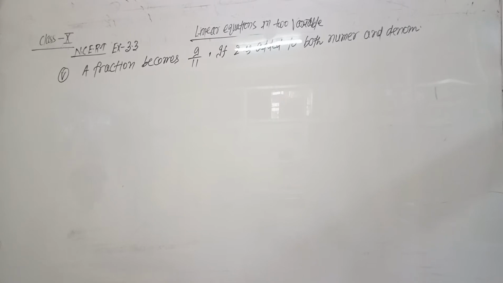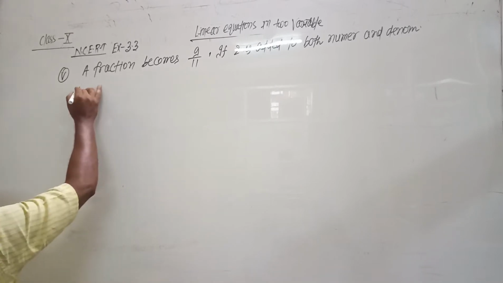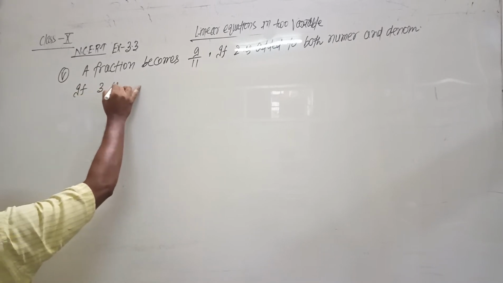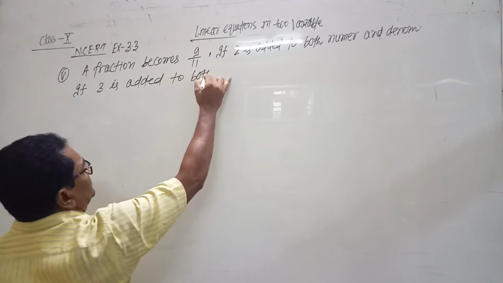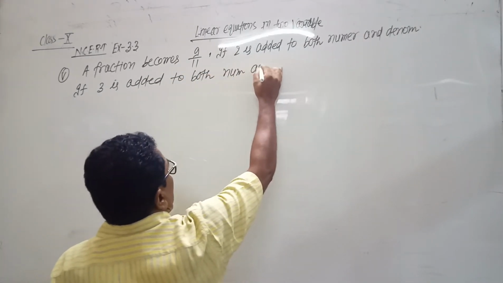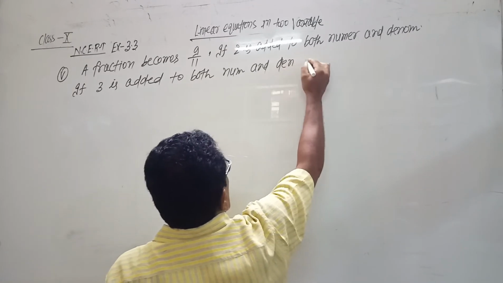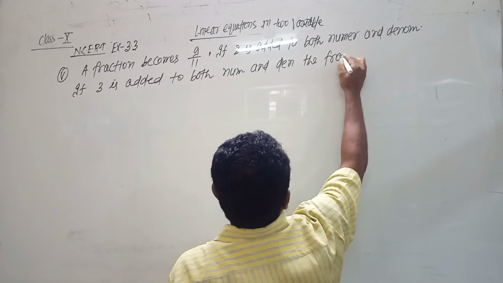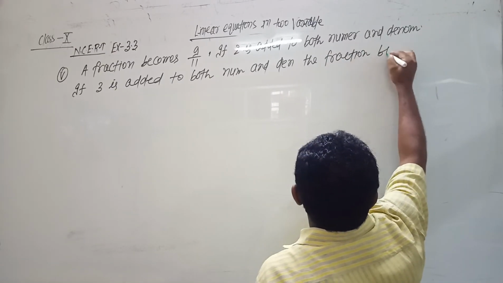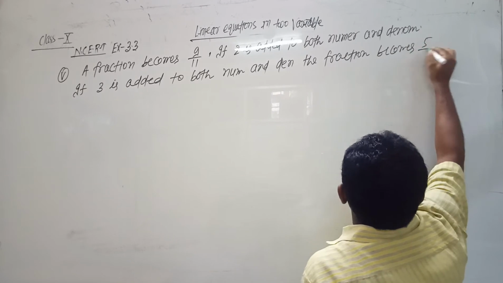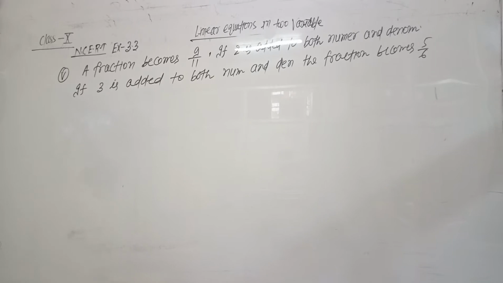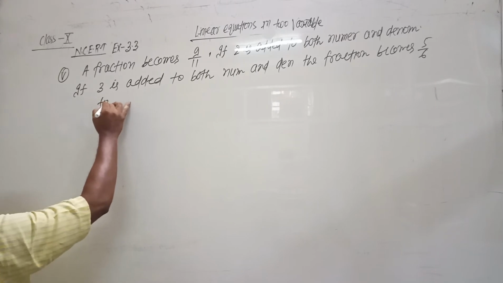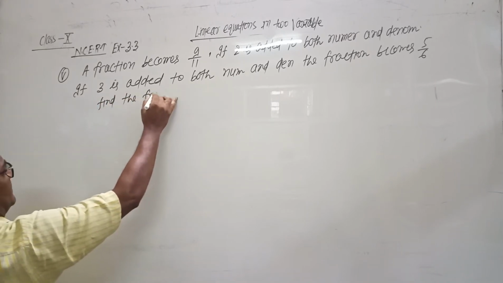If 3 is added to both numerator and denominator, the fraction becomes 5 by 6. When 3 is added to numerator and denominator, the fraction becomes 5 by 6. So find the fraction.